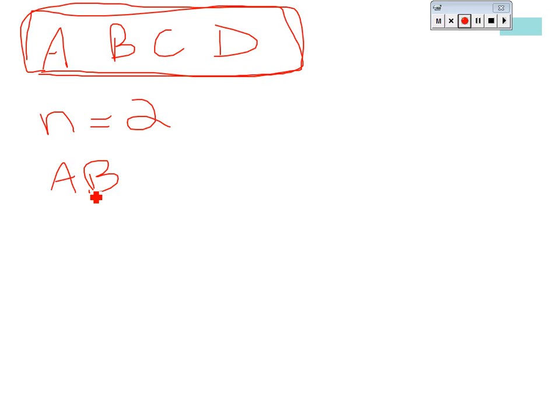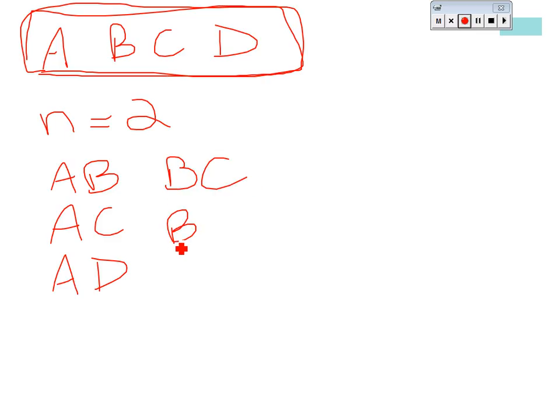Another possible sample would be person A and person C. That would be a different sample. I could also choose person A and person D, person B and person C, person B and person D, and finally person C and person D.